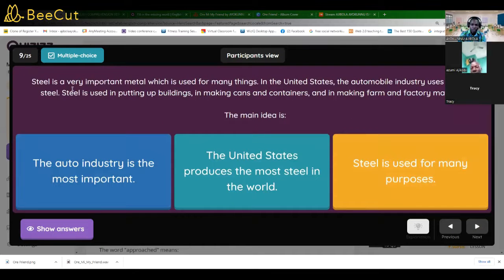Whether they are ready or not, I'm not going to waste my time on this aspect. Steel is a very important metal which is used for many things. In the United States, the automobile industry uses the most steel. Steel is used in putting up buildings, in making cars and containers, and in making farm and factory machines. Rocky, what is the main idea of this passage? Yes, I'm waiting. Check your option, Rocky. What is the main idea of this passage?